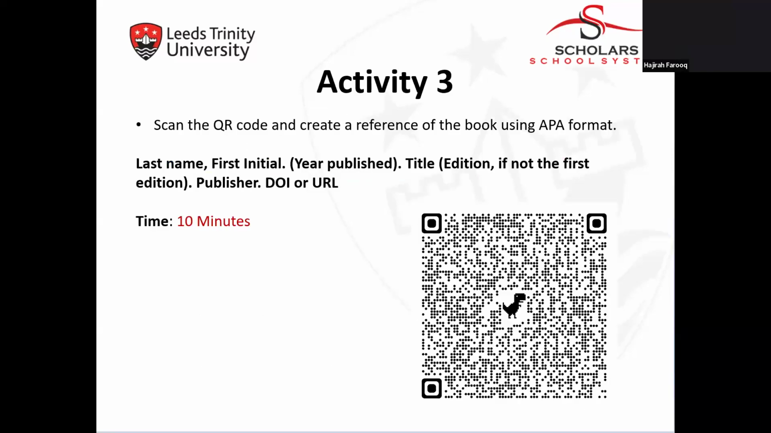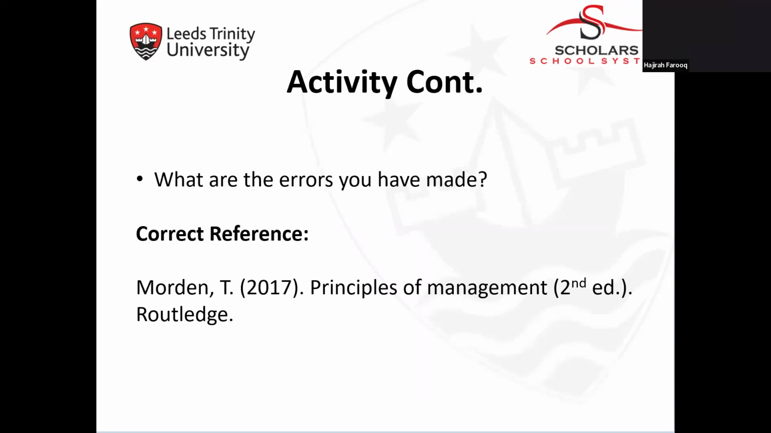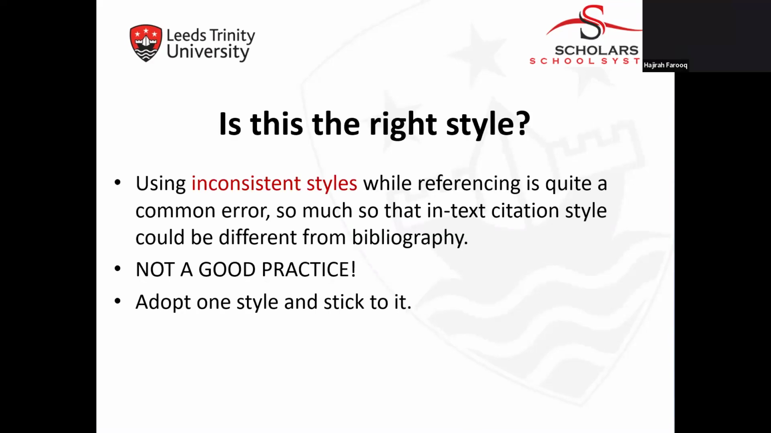Then we had another activity where the students were supposed to scan the QR code, and then reference the provided book according to APA 7 style. The format for it was given on the screen, as you can see here. The sentence that is written in bold is the format that they were supposed to use. And then we gave them a correct answer as well, so that they can tally and see if they have done the correct thing or not.